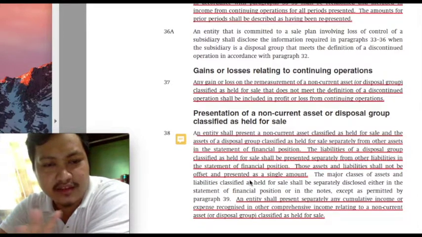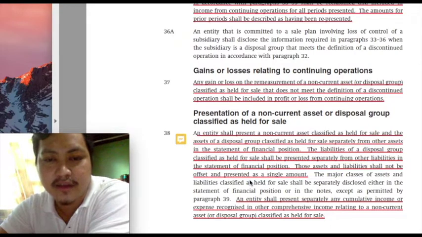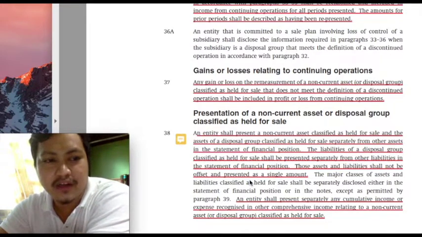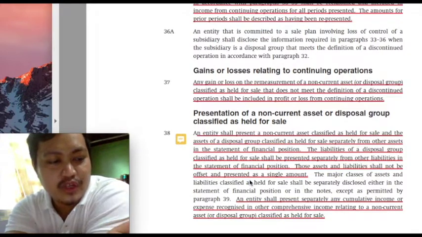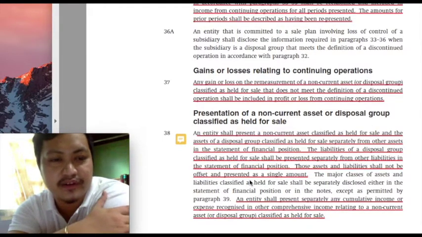Okay, so do not compensate or charge your liabilities against the assets. Now, another thing to remember, class, is that even though it will be presented in the asset section, it should be separated from the other assets.